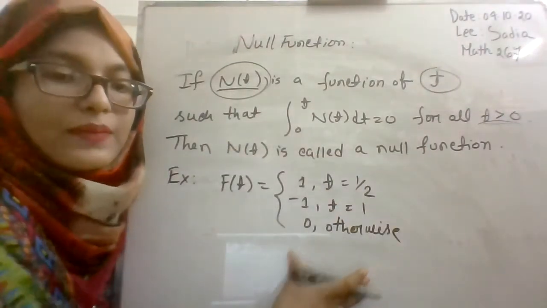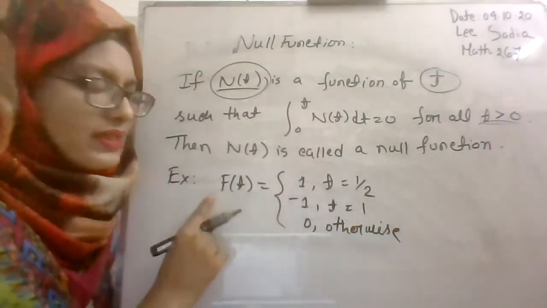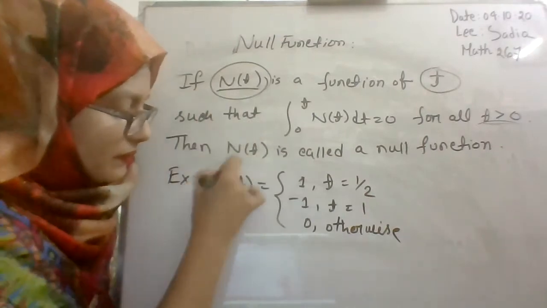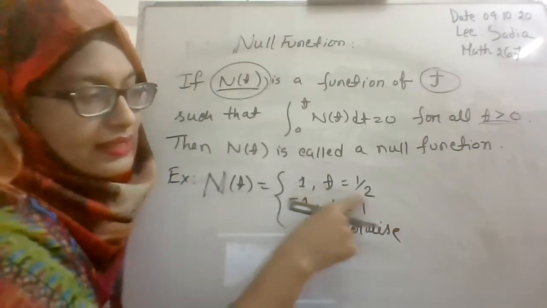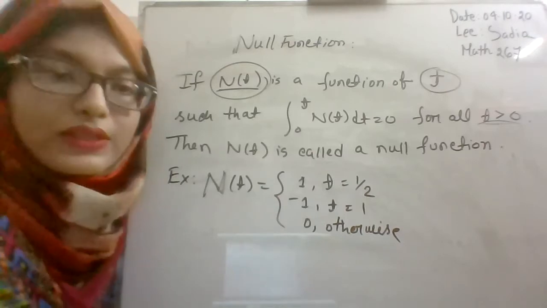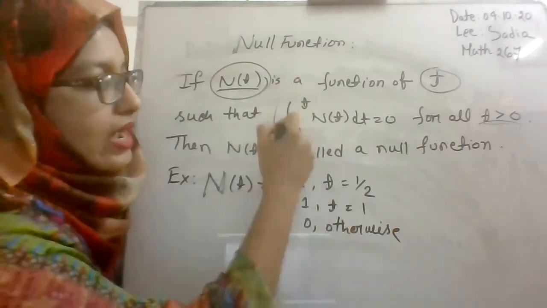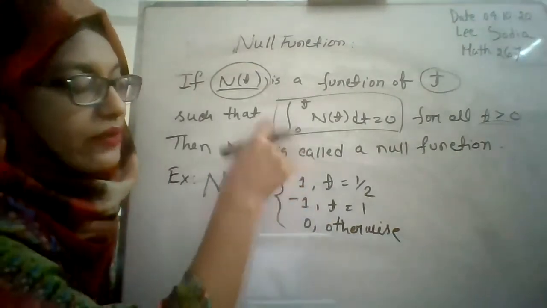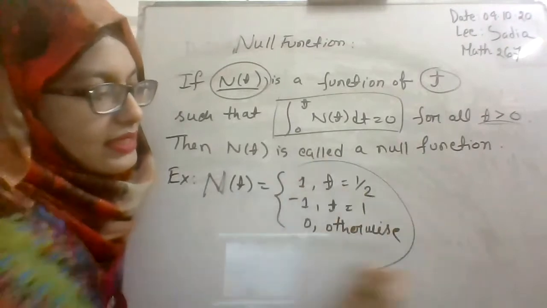And this is one example of a null function. You can write it as n of t, f of t, something like this. So here I consider n of t. So n of t is equal to 1 for t equals half, minus 1 for t equals 1, and 0 for other values of t. Now I will test whether this function is a null function or not. So you have to integrate from the range 0 to t, n of t dt.